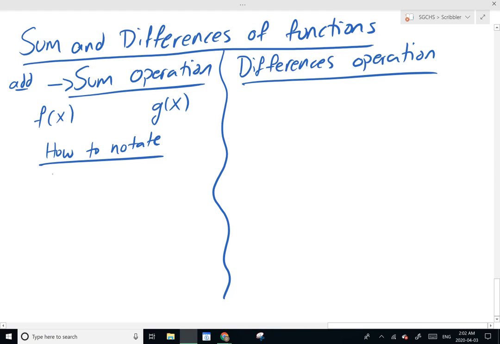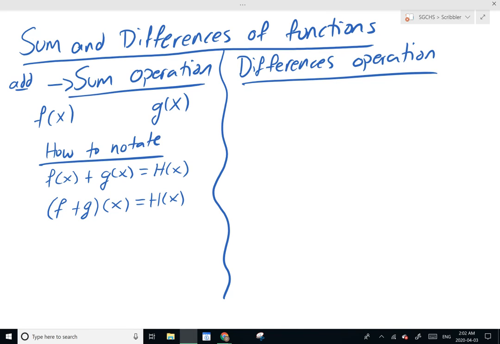The easiest one to think of is f of x plus g of x, and that equals some new function h of x. There's a different way to show this: putting your f plus g in brackets and then placing x there. That's also representing h of x. These are the two ways.